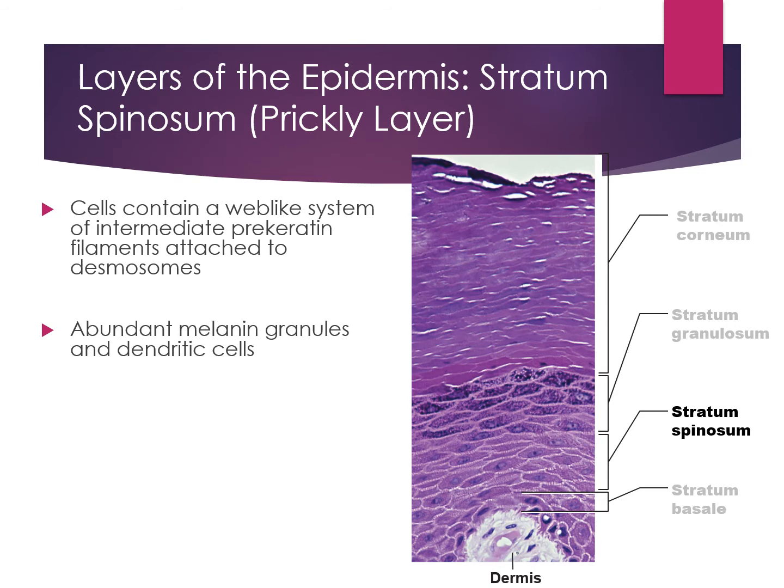Also in this layer, we will find melanocytes producing lots of melanin granules, and we'll find dendritic cells. Dendritic cells are macrophages that defend deeper layers of the skin from invasion by microorganisms.